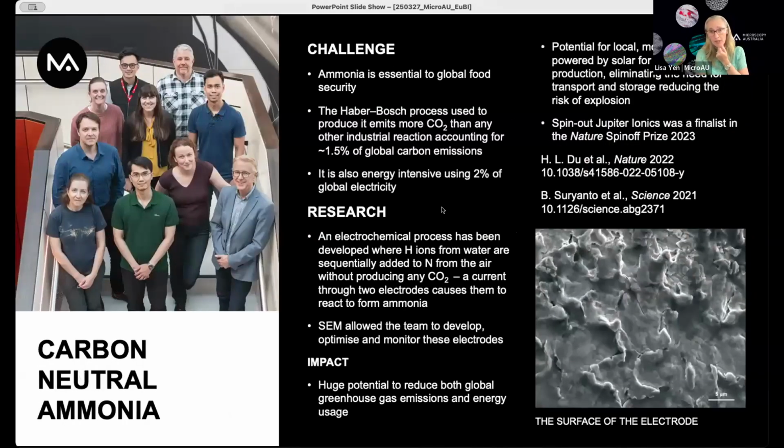And similarly, sometimes, of course, it's also much more routine instruments. So in this case, it was a scanning electron microscope that was required, but it really allowed them to monitor and develop the electrodes so that they could actually be looking at how they can support a more carbon neutral processing for ammonia.